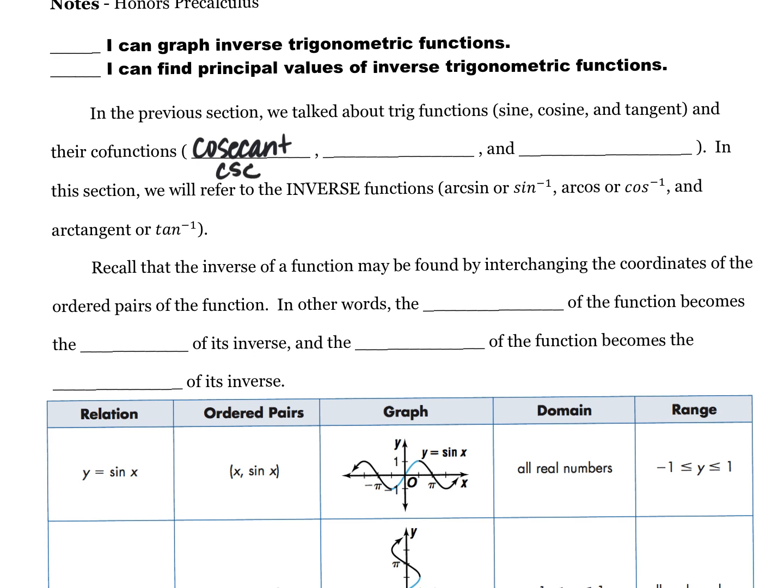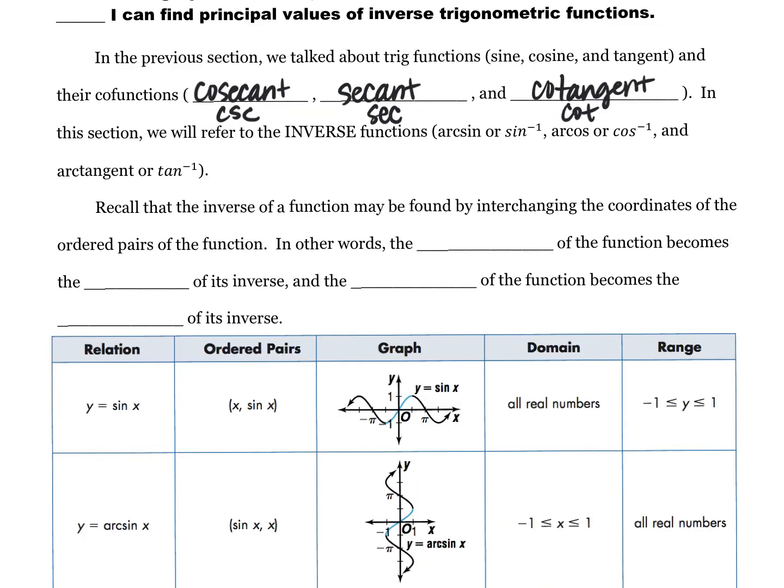Which one goes with cosine, cosecant or secant? Secant. That shortcut is S-E-C. What goes with tangent? Its co-function is cotangent. Cotangent, and its little shortcut looks like cot. Now, we don't have to worry about those.